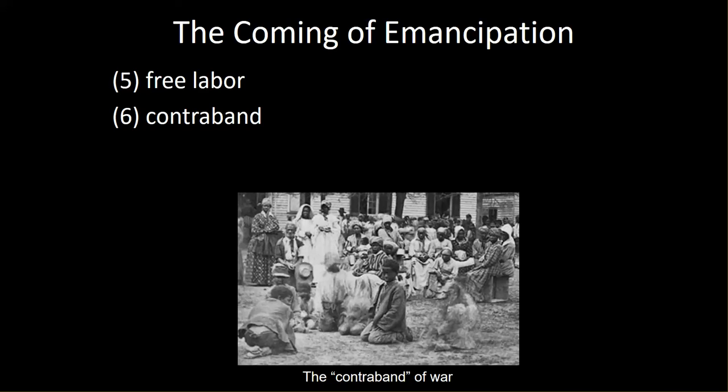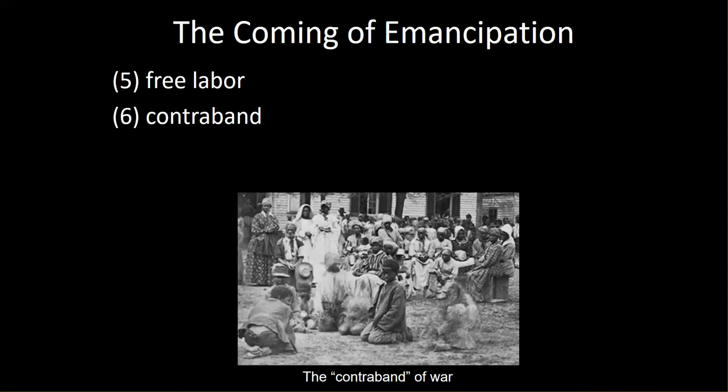In July of '62, they freed the slaves of disloyal Unionists. So if a slave owner in Missouri, still a Union state, joined the Confederate Army or donated money or supplies to the Confederate Army, then his slaves would be freed, assuming that they knew about this congressional order and could get away. And Congress also declared free all slaves who escaped to Union lines.